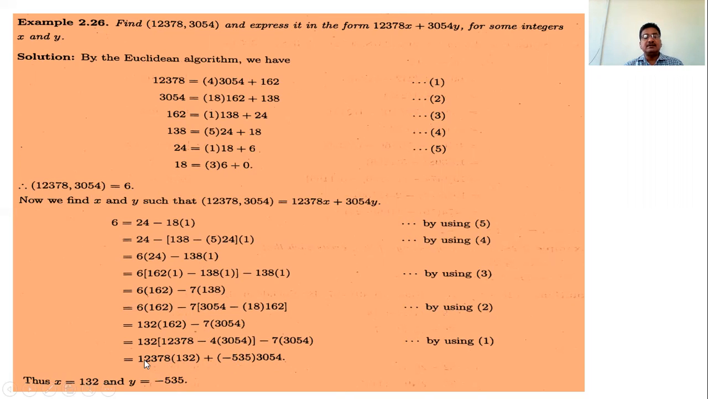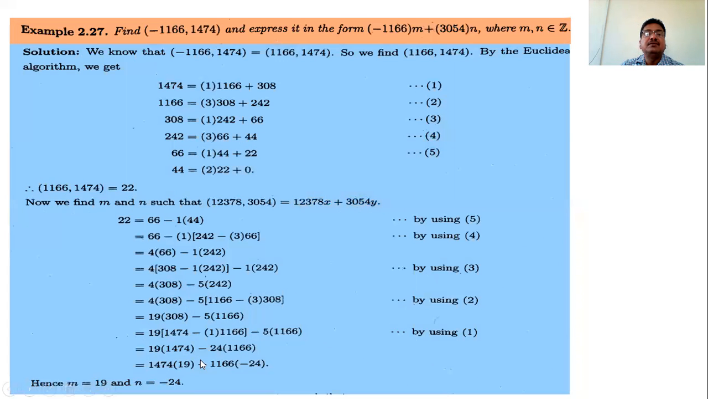Okay, if you calculate this using a calculator, that is, if you find the value of 12378 into 32 minus 535 into 3054, then we have the answer 6, because it is the value of 6. So you tally your answer by using a calculator. So the next example is again the same type.